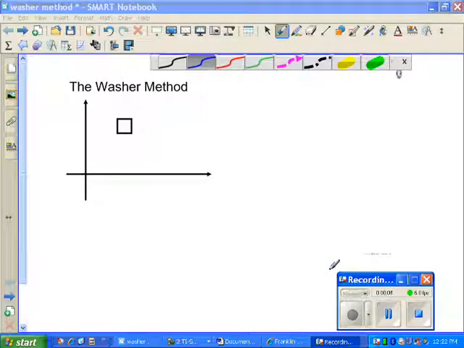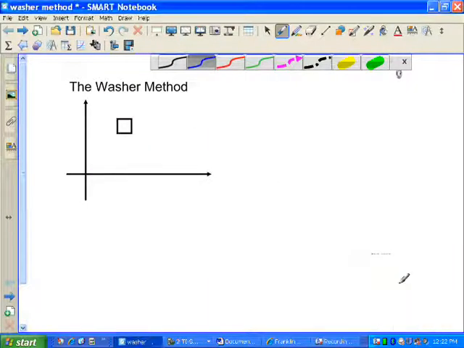Today we're going to talk about the washer method. It's a lot like the disk method, except for, well, as you'll see, we'll end up with washers instead of disks. Picture, if you will, this box, which you can see, so it's not that hard for you to picture.